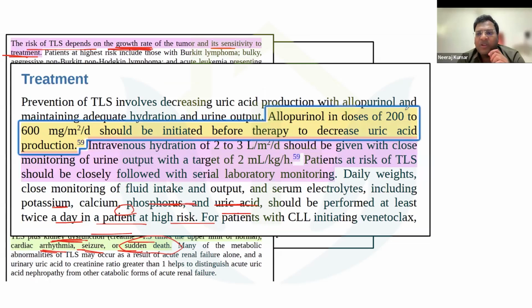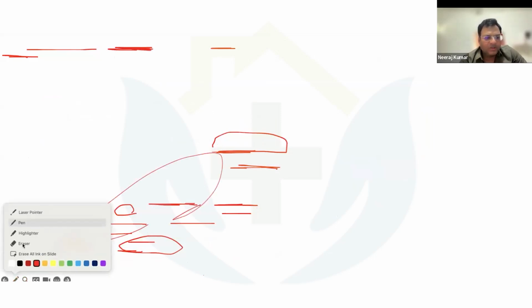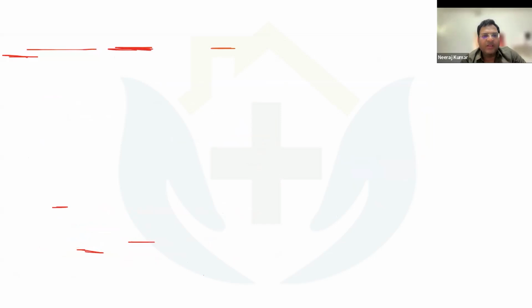And last, allopurinol in the dose of 200 to 600 milligram per meter square per day should be initiated. So the dose of allopurinol is this, and intravenous hydration of 2 to 3 liter per meter square body surface area is to be given with a target of 2 ml per kg body weight per hour. So you have to target urine output of more than 2 ml per kg per hour. So here intravenous hydration is 2 to 3, not high like what I gave you. It is not high like what I have given.